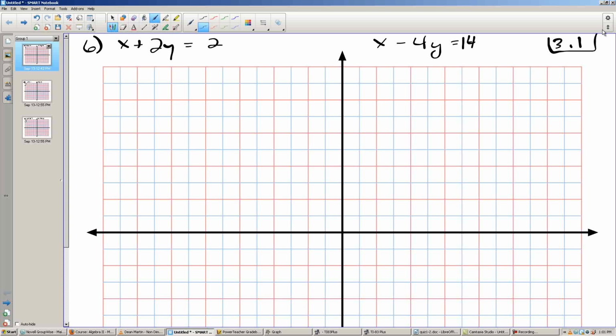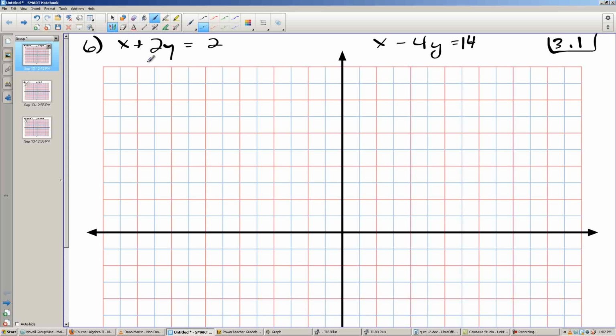And I'm going to show you how to do it by hand, but I'm also going to show you three different graphing utilities that you have access to in one way, shape, or form. And so we're going to start with number 6 from 3.1, and we're just trying to find the solution for these two lines.